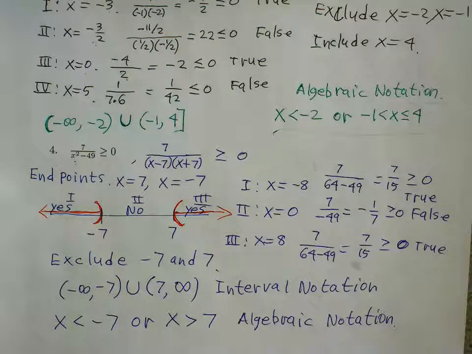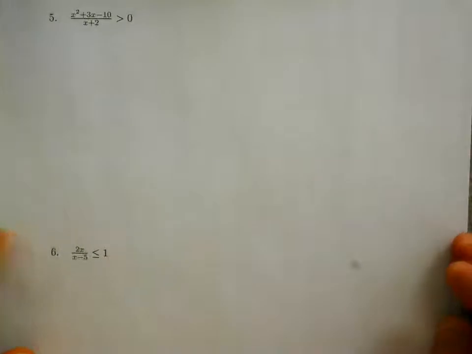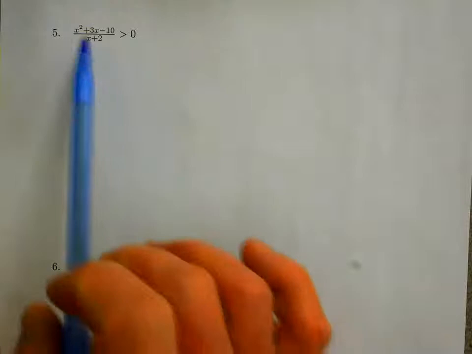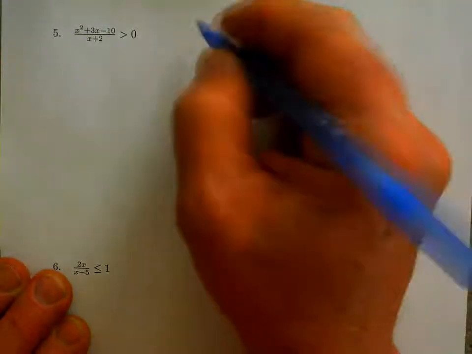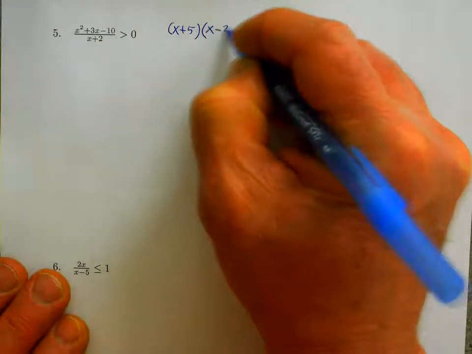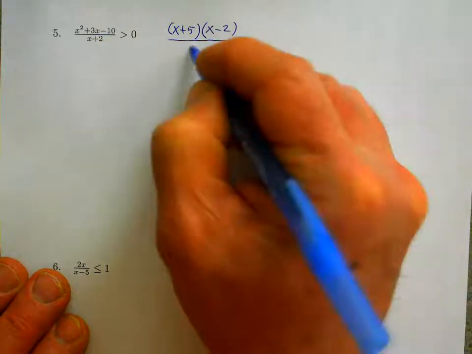On the next page, we'll jump to number 6. I'll just make a comment about number 5 first. So factoring the numerator is pretty easy. I'll go ahead and write the factors. One factor is x plus 5, and the other one is x minus 2, and the denominator x plus 2.